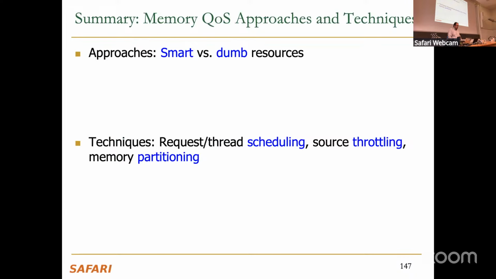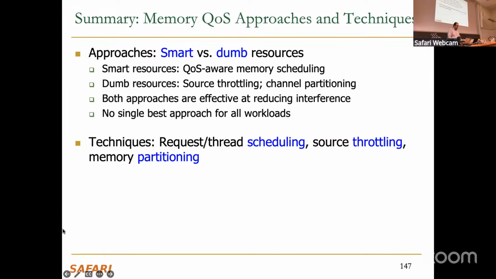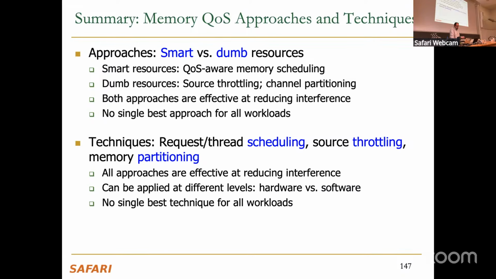There are approaches in the line of smart versus dumb resources. Smart resources are QoS-aware memory scheduling. For dumb resources, we need to do source throttling and channel partitioning. Both approaches are effective at reducing interference, but there is no single best approach for all workloads, and that's why we need to combine these different techniques. We also discussed different techniques here, like request thread scheduling, source throttling, and memory partitioning, and we still need to combine them for the best result.